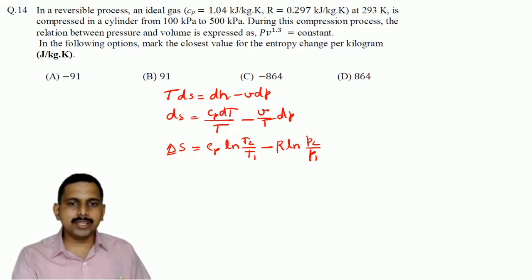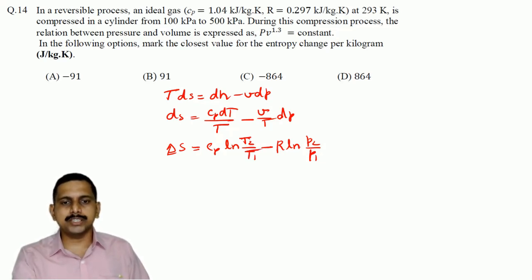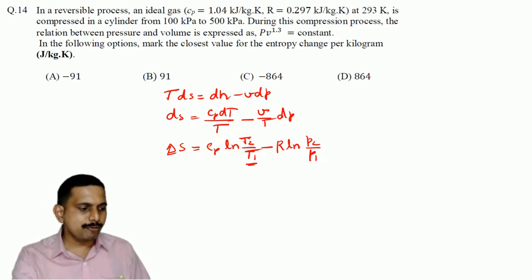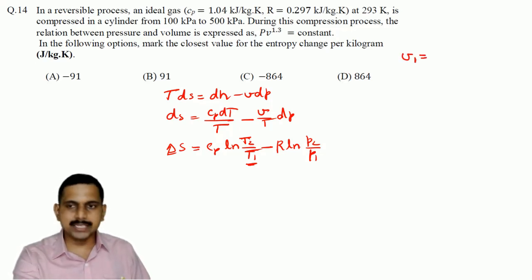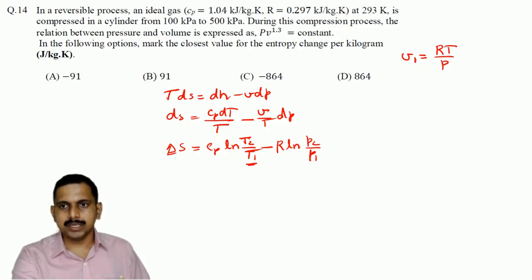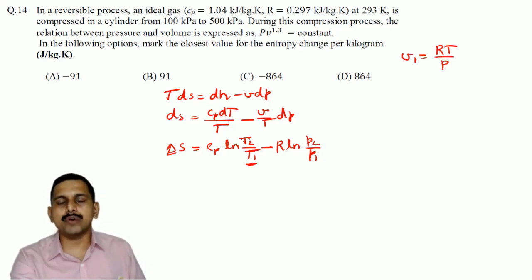Now one of the things we have to get is T2, T1, P2, P1. P2 and P1 are known. T1 is known but not T2. So our purpose is to find out T2. How do we find out T2? First of all, let us find out V1. V1 is given as RT by P, correct? Because this is the equation of state. We are not worried about the process here.